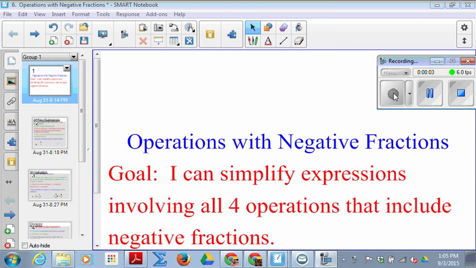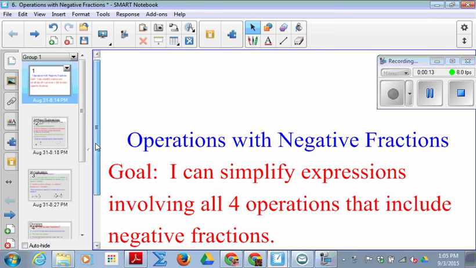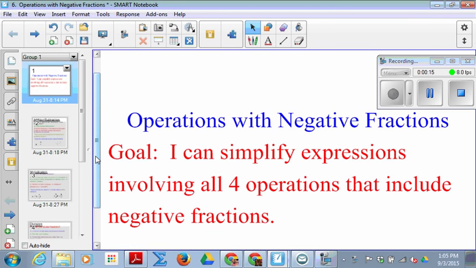Your lesson is over. Operations with negative fractions. And the goal of this lesson is to simplify expressions involving all four operations that include negative fractions. Now, at this point, we should be pretty comfortable with fractions and how to operate with them, along with negatives and integers. So, we're just combining rules that you already know into one problem.